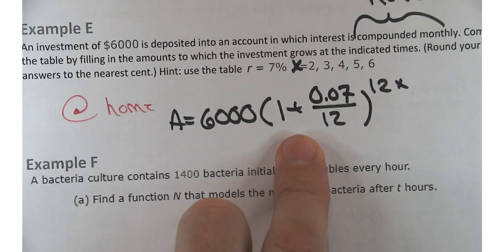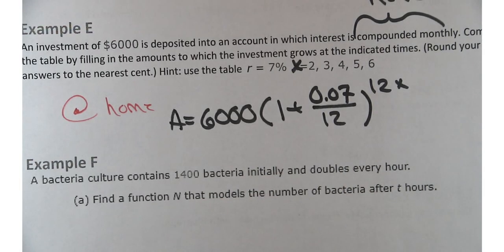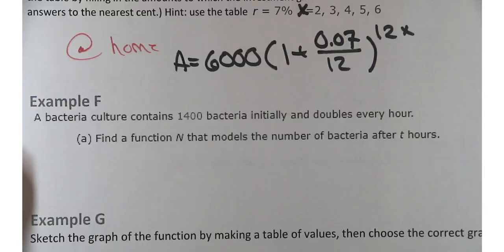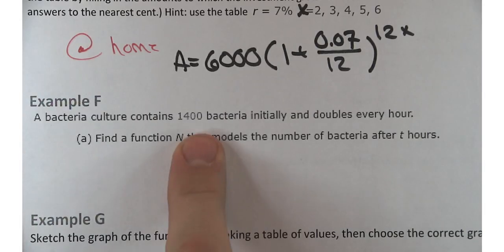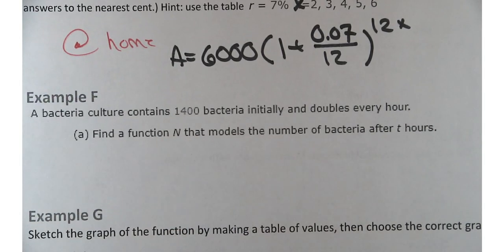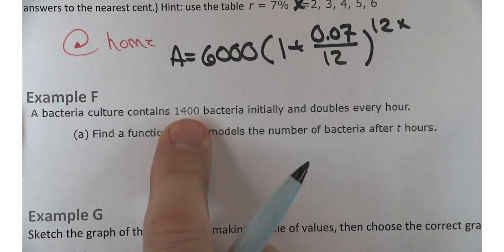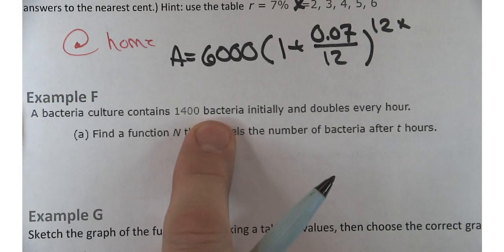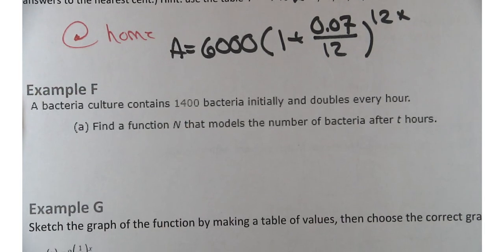This is not the only place you're going to see exponential functions. Populations grow exponentially. You'll see this especially with bacteria. I mean, how many times have you gone to bed feeling okay and you woke up and you're like, oh, I don't feel so good. That's because bacteria can grow exponentially, at least for a while. At some point, they're going to run into a problem because there's not enough room to keep on growing that way. But a bacteria culture contains 1,400 bacteria initially and doubles every hour.